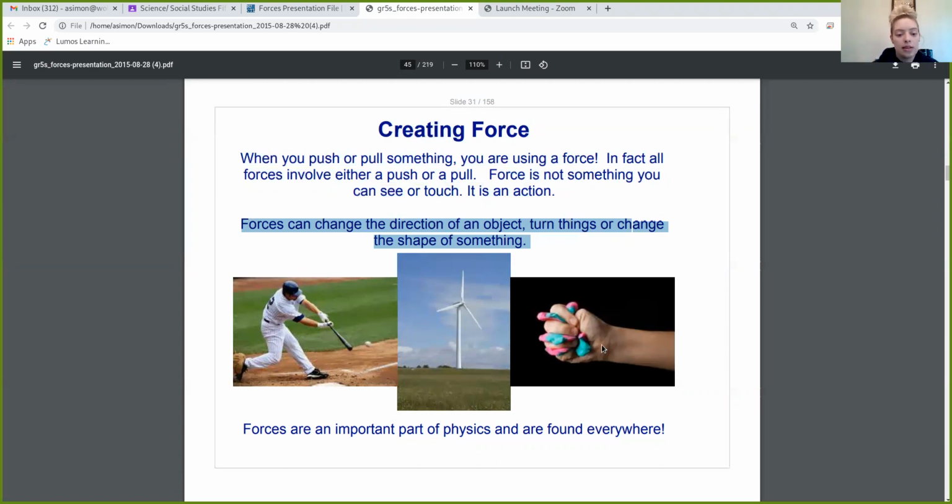And the last thing we need to know about forces is they're extremely important and they're found everywhere. Everywhere you look, you can find forces at play. Again, just simply a push or a pull, but they happen everywhere. All right, make sure we have that down in our notes.